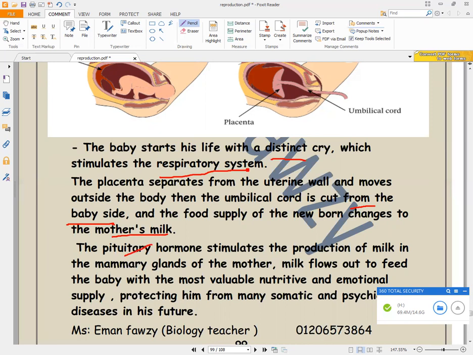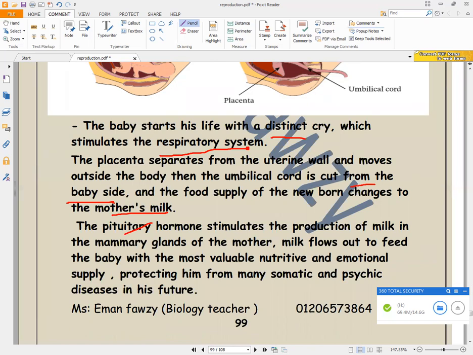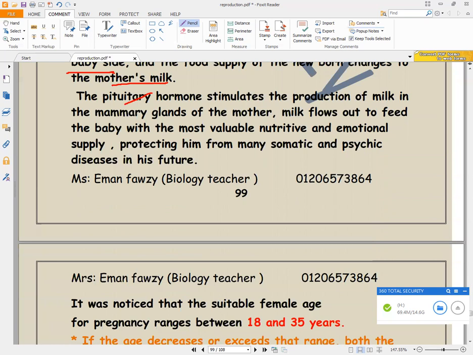So the pituitary hormone stimulates the production of milk in the mammary gland of the mother, and milk flows out to the baby, providing the most valuable nutritive and emotional supply, protecting him from many somatic and physical diseases that he will face in the future.